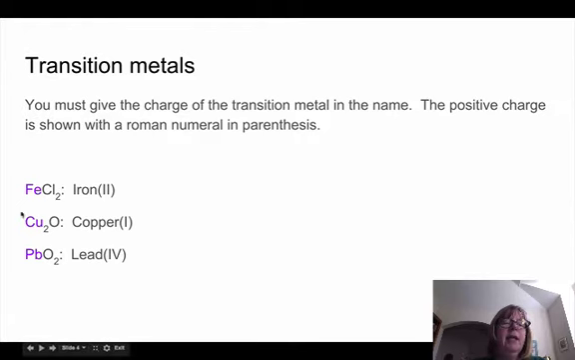So here, this is iron 2 chloride. This is copper 1 oxide. This means that the charge on the copper is 1. And this is lead 4 oxide.